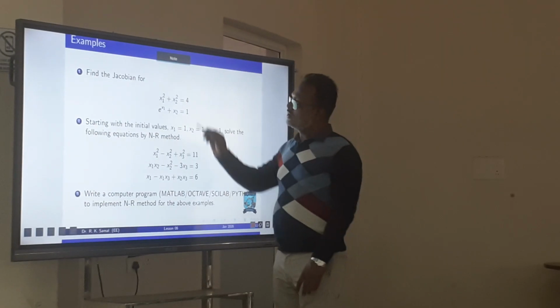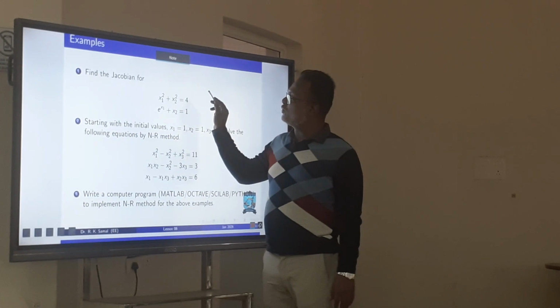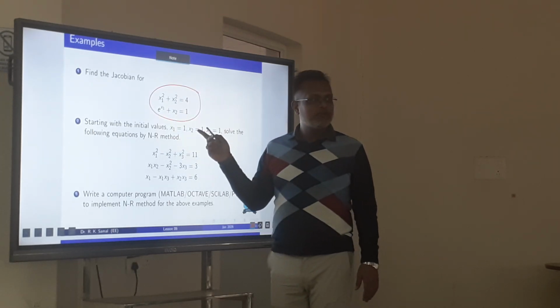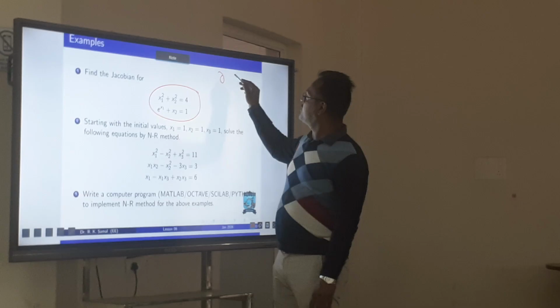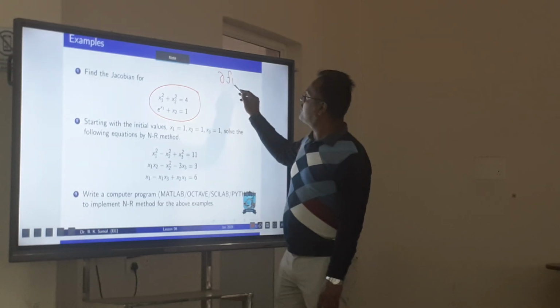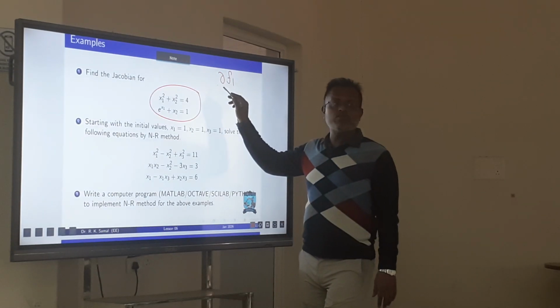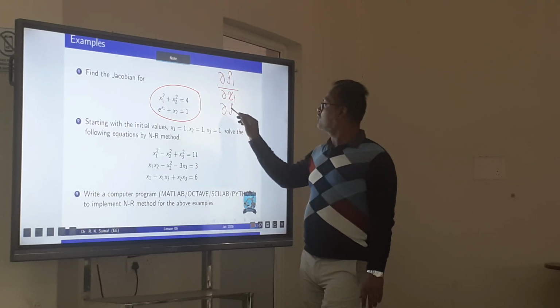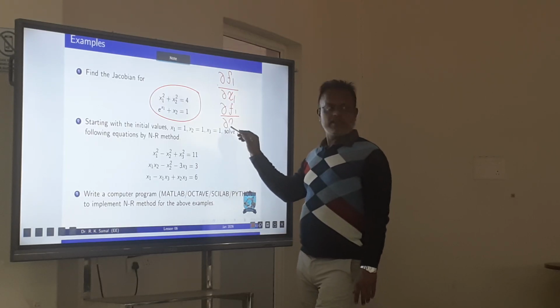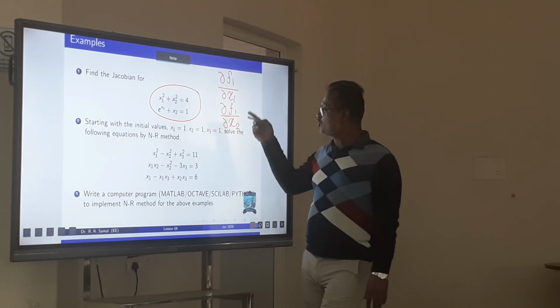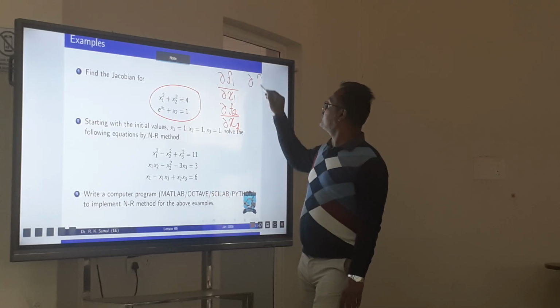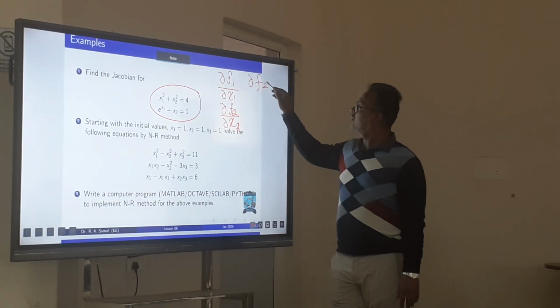First question. You need to compute only the Jacobian for this problem. What will be the size of the Jacobian? 2 by 2. What will be the first element? Just tell me the formula. Del f1 by del x1. Del f1 by del x2, or del f2 by del x1? Del f2 by del x1, and this is del f1 by del x1.